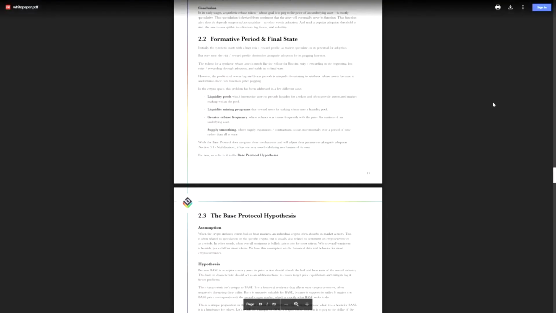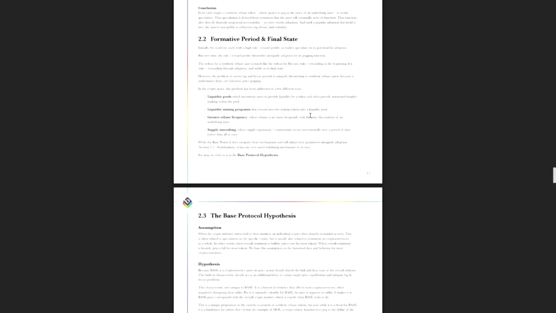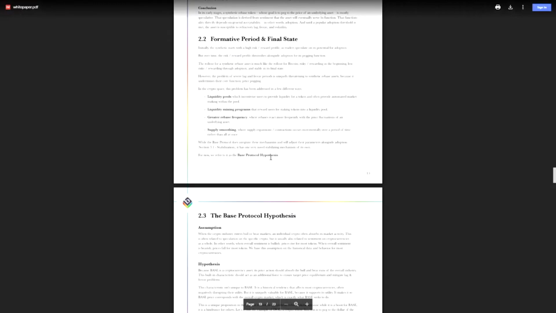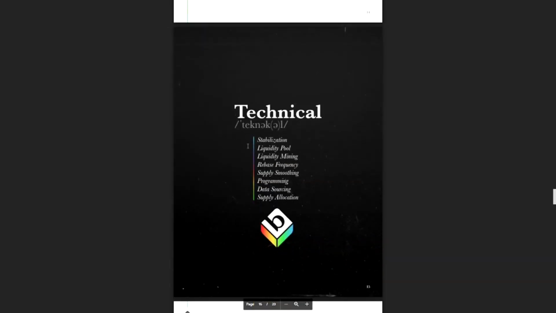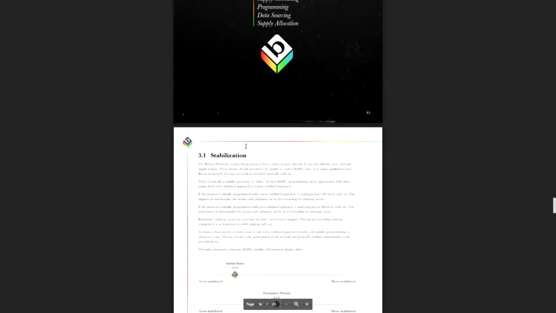So to counter these things from happening, they integrated a few things to incentivize people in the early adoption phases. You can read about this here, and in the base protocol hypothesis that you have right here. Then we dive into the technical aspects.